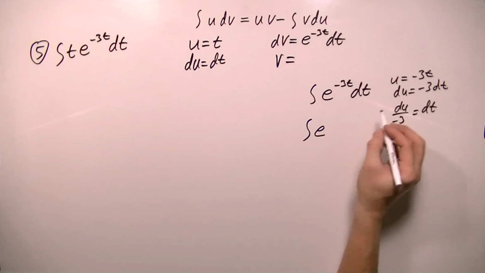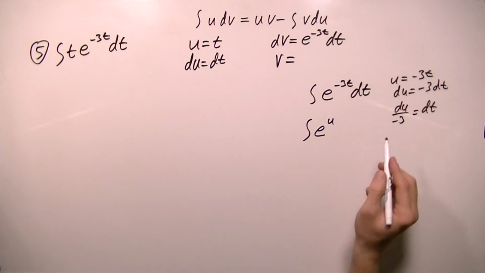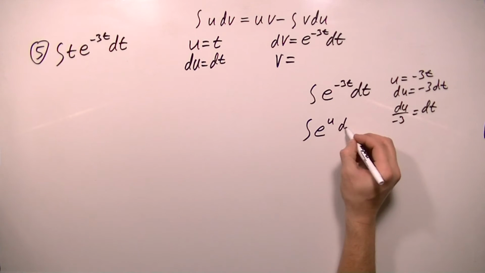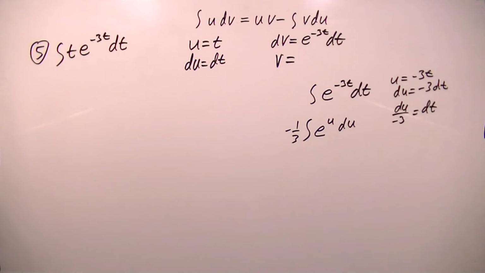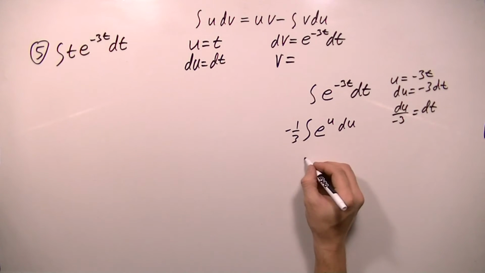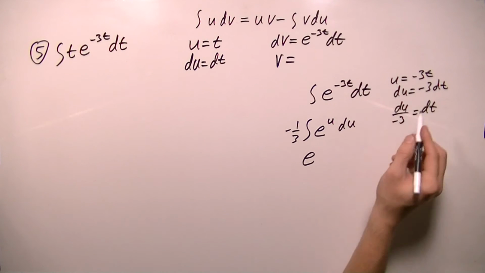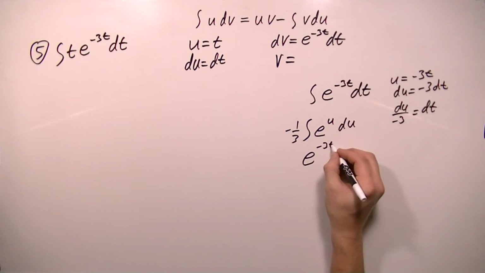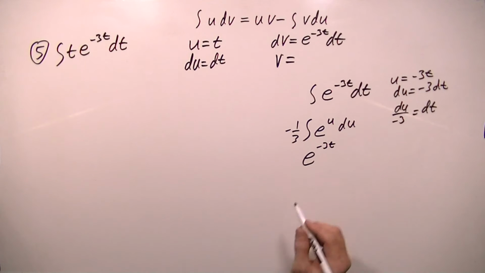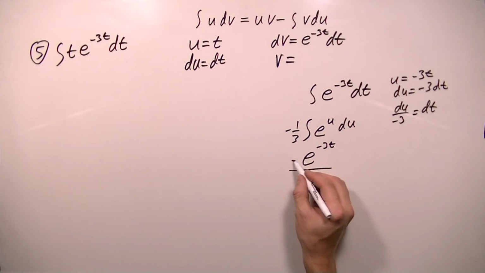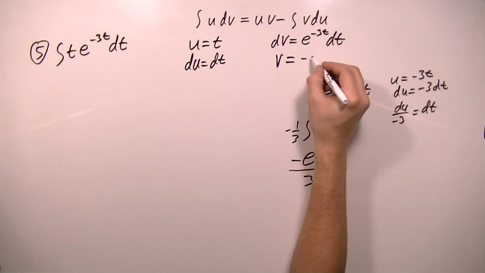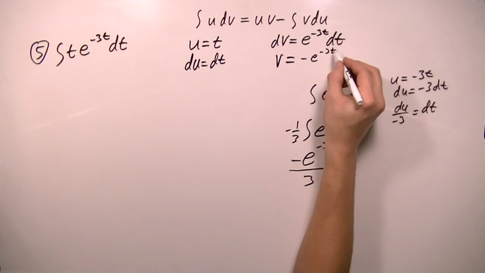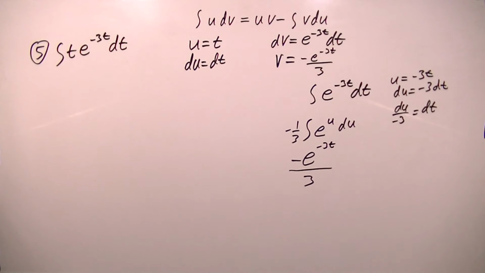This is going to be e to the u, and dt becomes du times negative 1/3. So this integral just becomes e, and I plug back in negative 3t for u, because the integral of e to the u is just e to the u, and then I still have this negative 1/3 here. So v equals negative e to the negative 3t power all over 3.